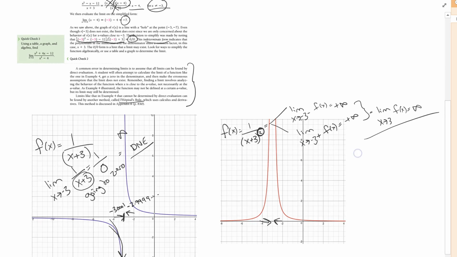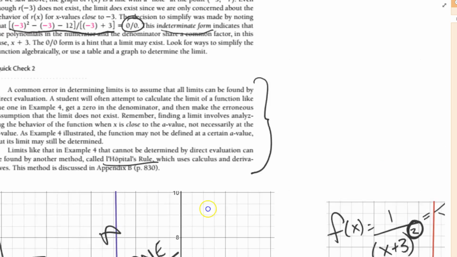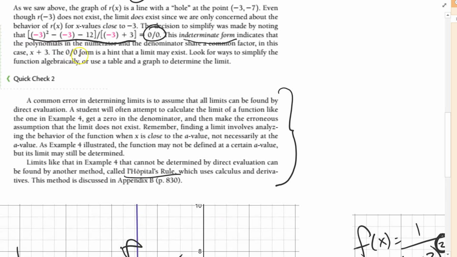So an indeterminate form would be something that's 0 over 0, and you can do algebra to factor it and get closer to the limit. Just because you plug in 0 over 0, that doesn't mean the limit's not going to exist. There's ways to simplify it algebraically. Or you can use a table or a graph to determine the limit. Later on, we'll use L'Hopital's rule. So a common error is just assuming it's not going to exist if it's 0 over 0.